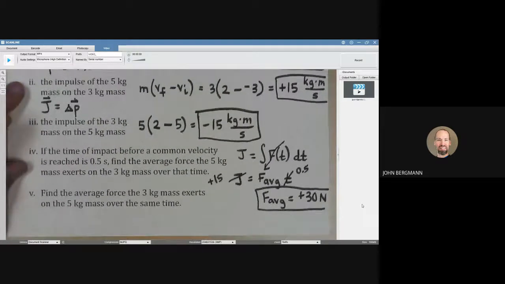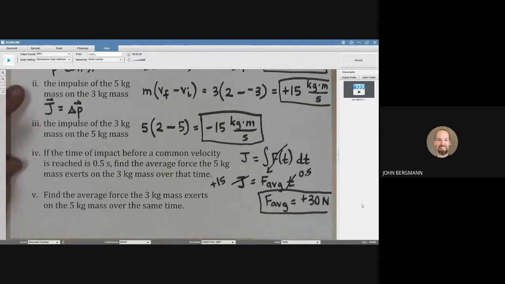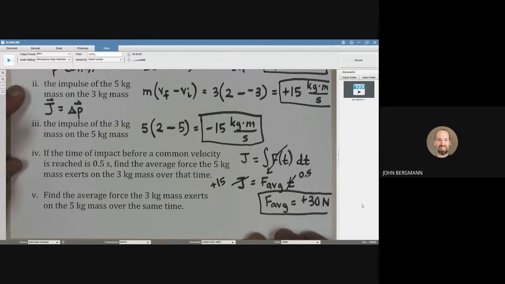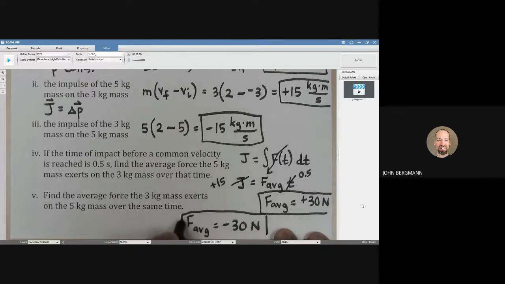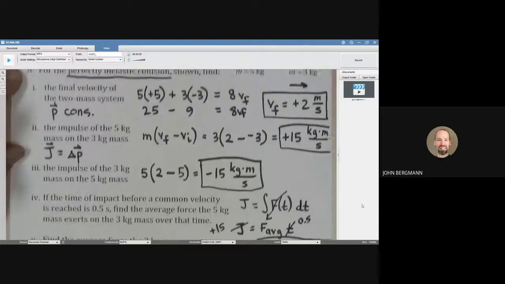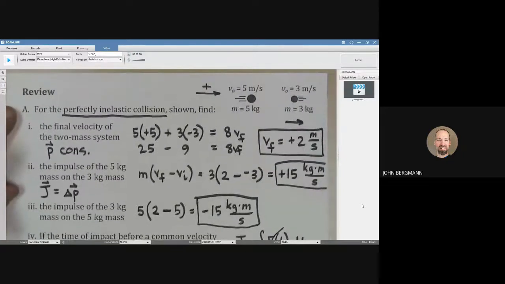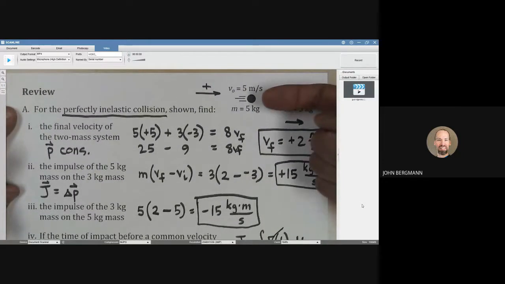And lastly, we don't even have to show any work for this last one. What's the average force that the 3 kilogram mass exerts on the 5 kilogram mass? This is a Newton's third law thing, isn't it? Action, reaction. The 3 kilogram force will exert an equal but opposite force on the 5 kilogram mass. And one more time, let's look at the picture on the top. Doesn't the 5 kilogram mass feel a force directed to the left? Because it's going to slow down, you see, from 5 meters per second to 2.